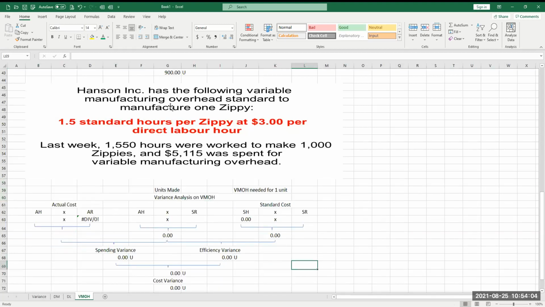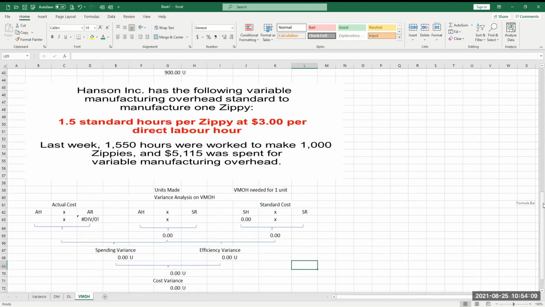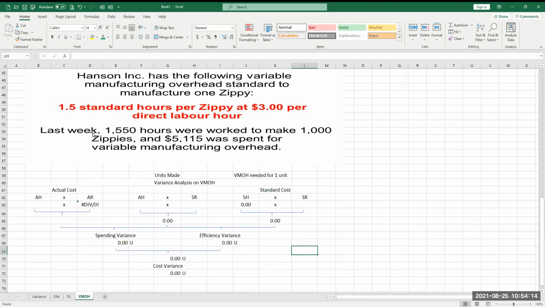Okay, that's better. So this company has the following variable manufacturing overhead standards to manufacture one zippy. 1.5 standard hours at $3 per direct labor hour. So what's my standard to produce one? 1.5 hours, correct? And how much is my standard rate? $3. I can fill that information right away.